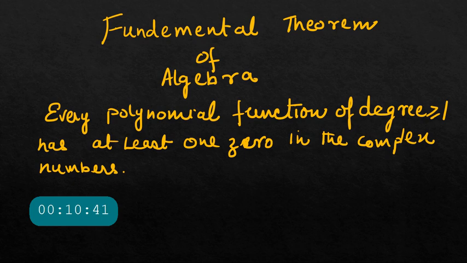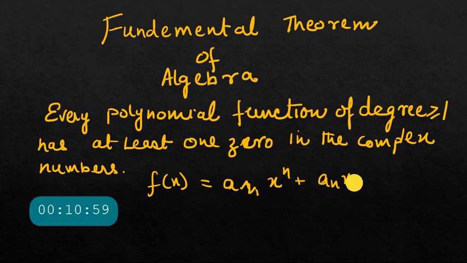What do you mean by this complex number? So let's represent it in mathematical form to make it more understandable, right? So if I have f of x is equal to a_n x raised to power n plus a_(n-1) x raised to power n minus 1 plus so on plus a_1 x plus a naught, right? So now we know that n is greater than or equal to 1 as we have discussed above.